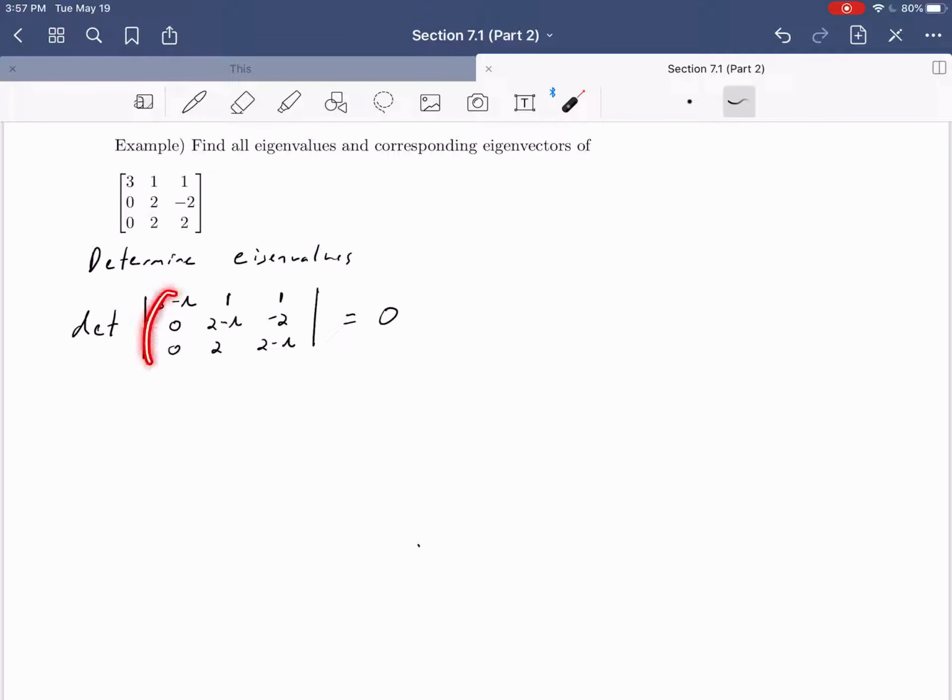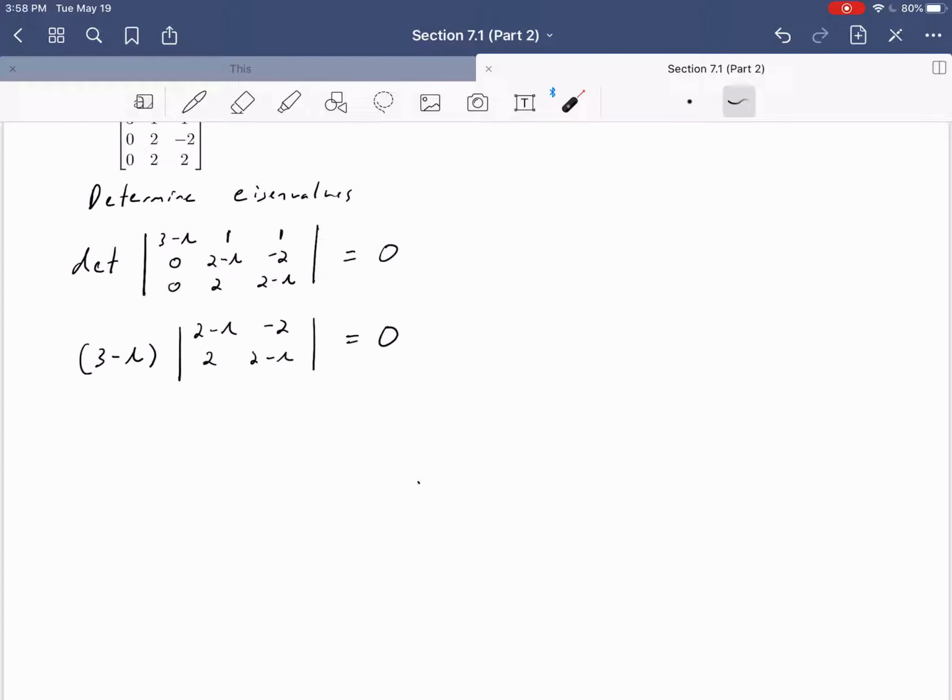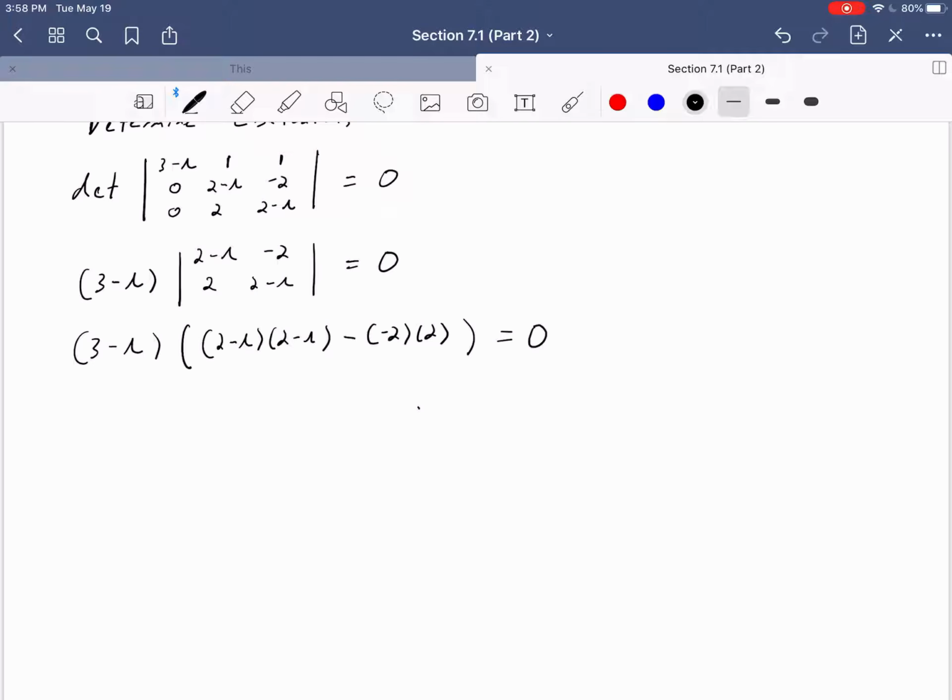This one should be pretty easy if we cofactor expand along the first column, right? We should get 3 minus lambda, and then the determinant of this minor here, 2 minus lambda, negative 2, 2, 2 minus lambda, equals 0. Then, of course, this determinant can just be done as the diagonal minus the anti-diagonal. So 3 minus lambda times parentheses, 2 minus lambda times 2 minus lambda, minus negative 2 times 2. And then we can go ahead and expand that out. That's 3 minus lambda, times lambda squared minus 4 lambda plus 4, and then it looks like we get another plus 4, equals 0.